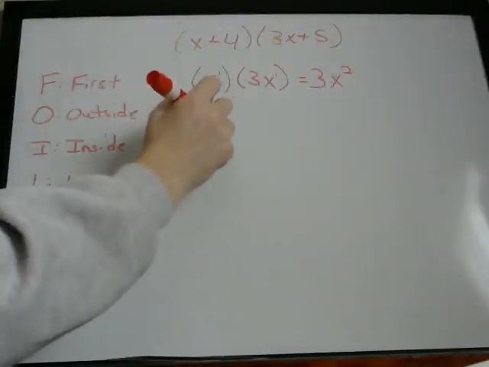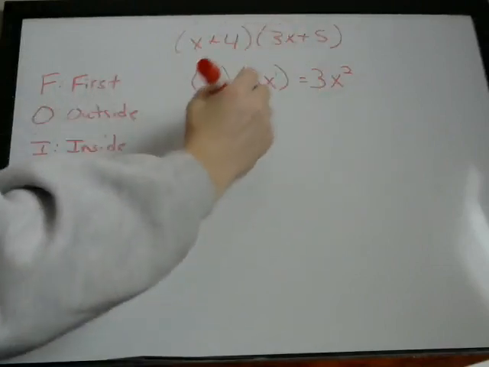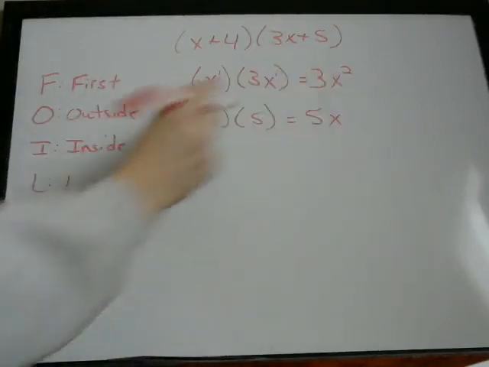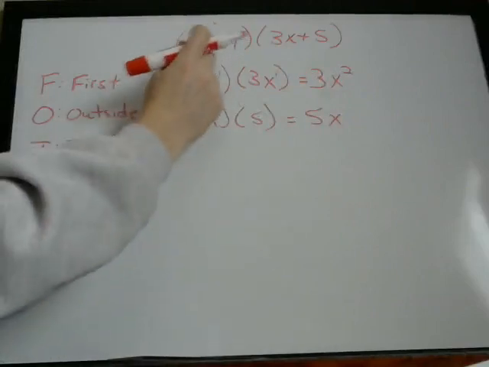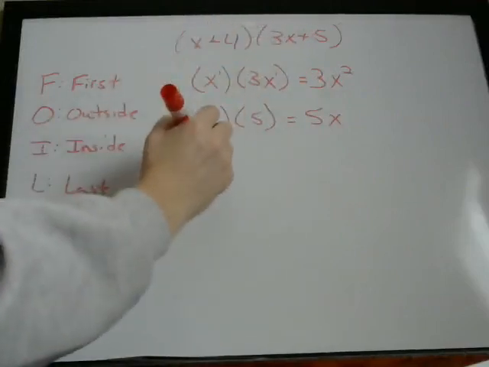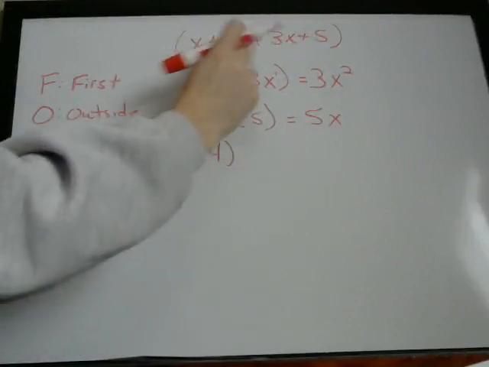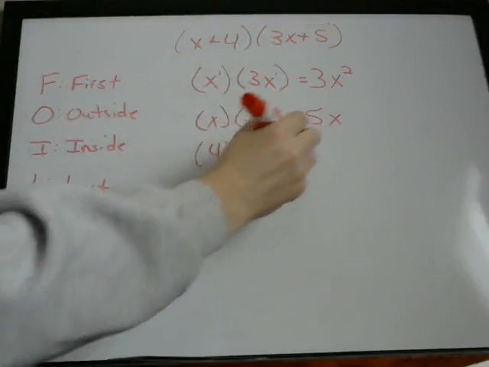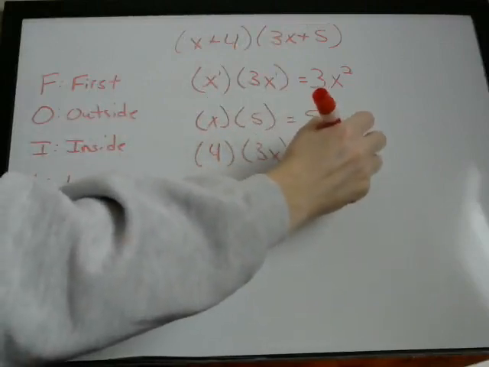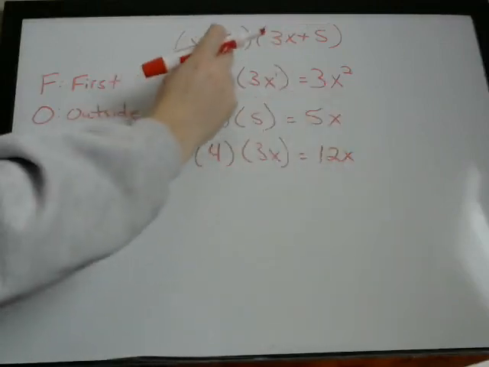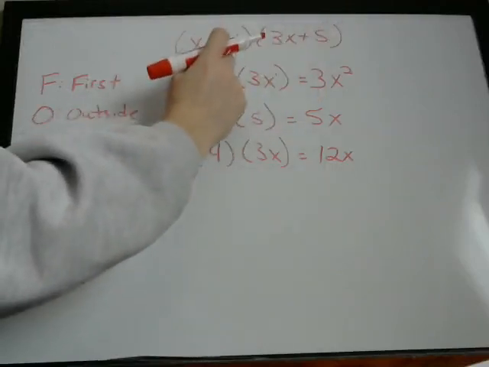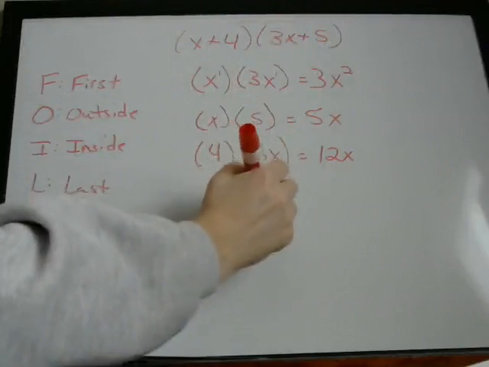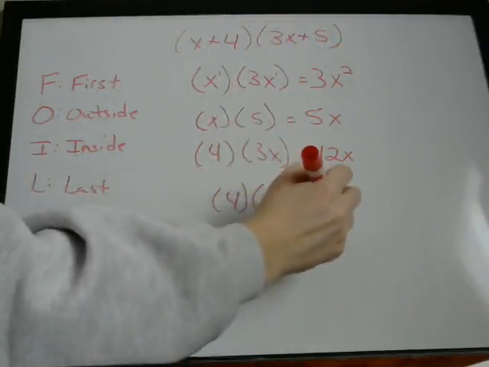Outside, so we take this outside one and that outside one. x times 5 is just 5x. Then we look at the inside, so we're looking at the two closest ones. 4 times 3x. 4 times 3 is 12, so this is just 12x. Last, so you look at the last component of each of the parentheses, which is 4 and this is 5. Multiply those together. 4 times 5 is 20.